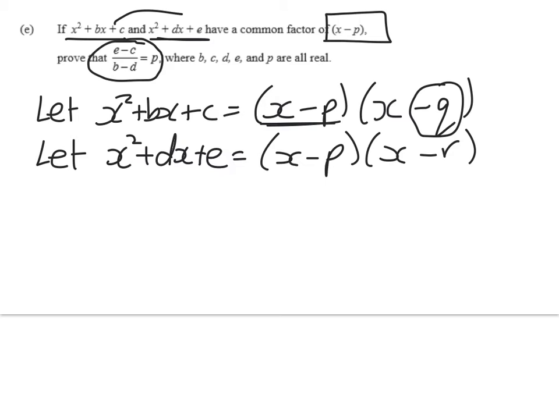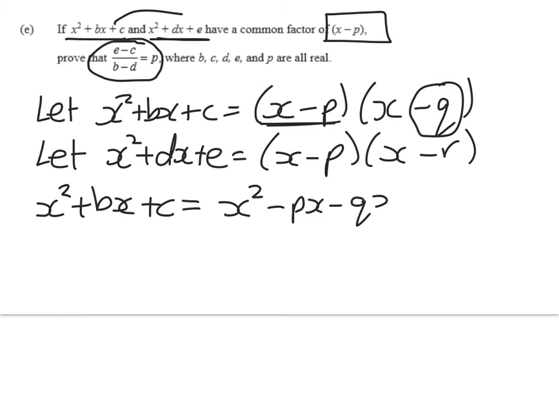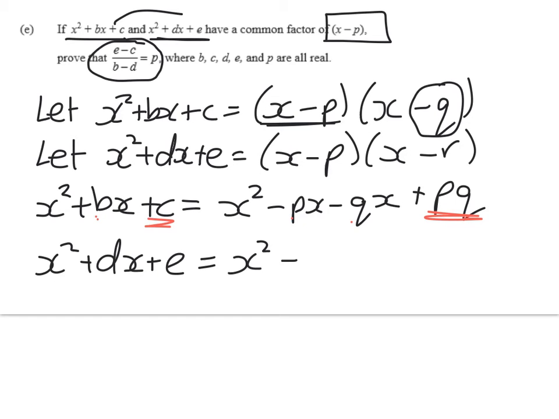Now, if we expand out both sides, we can match up some coefficients. So the first one, we're going to have x squared plus bx plus c is equal to x squared minus px minus qx plus pq. Right, and you can see I'm going to be doing some matching up with these and with this and those, but not quite yet. Same thing on the next line, x squared plus dx plus e is equal to x squared minus px minus rx plus pr. Now, I did say this was the yucky way, just in case you're sitting out there groaning.